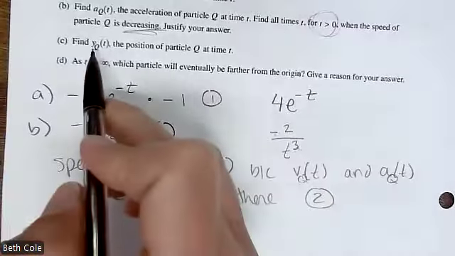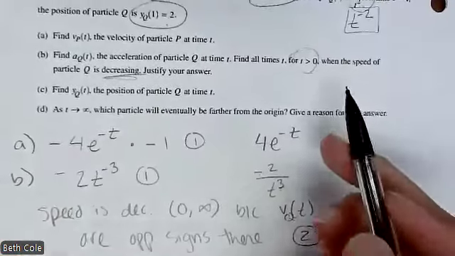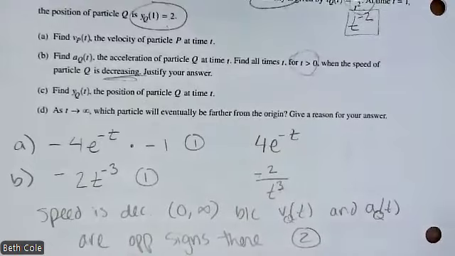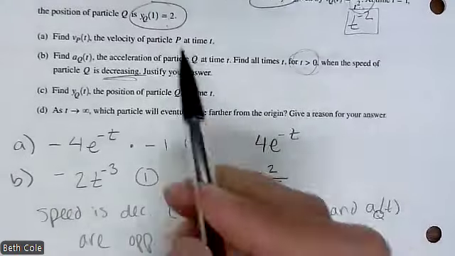All right, find the position for particle Q. Remember the monkey and the gopher where you started plus what you accumulated? What was that initial condition?